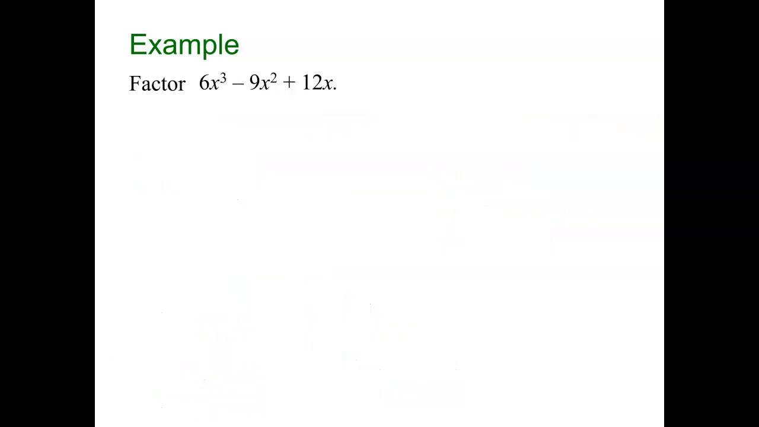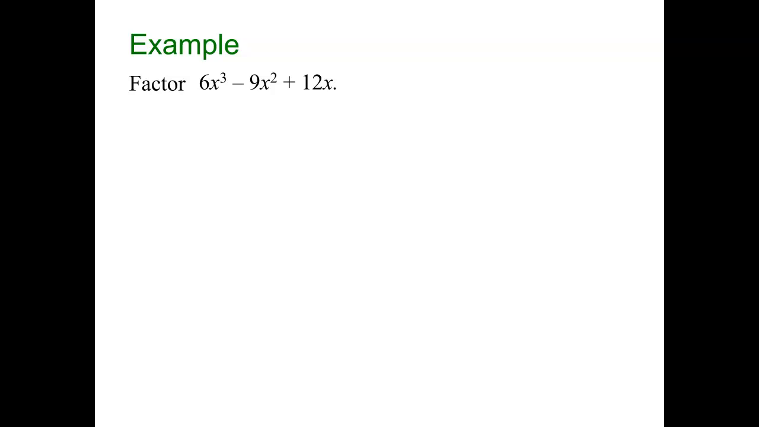Now what we're going to do is take the GCF and actually use it to factor. I want you to remember that factoring is division. So when we find our greatest common factor, we're going to divide each and every term by that factor in order to rewrite our expression.